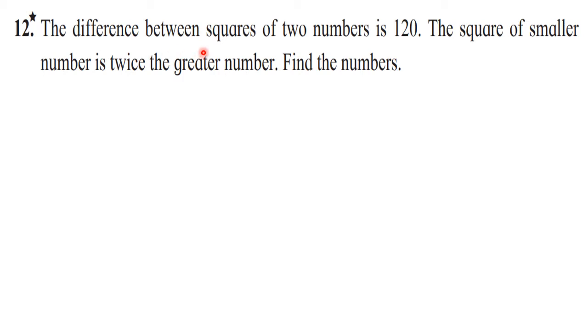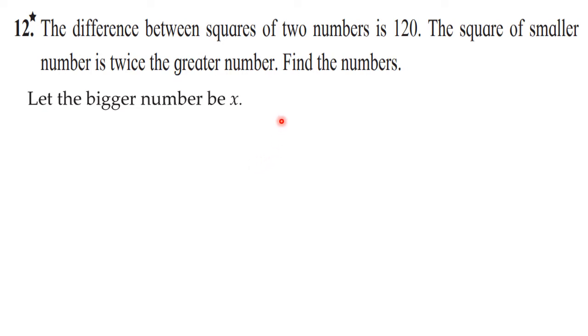Here we have two numbers, one number is smaller and the other number is greater. So let us start with this, that the bigger number we are going to take as X. Why are we going to take the bigger number as X? Because it is given that the square of smaller number is twice the greater number. That means the square of smaller number is given in the form of greater number. That is why we are starting with the greater number as X. Always read the statement and decide what to take as X. Here we cannot take the smaller number as X.